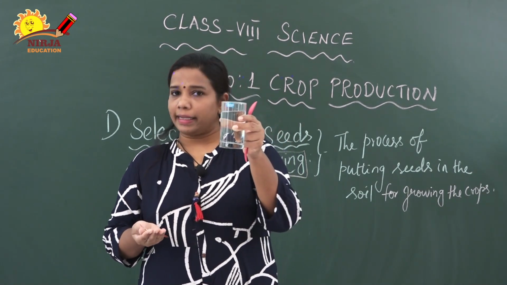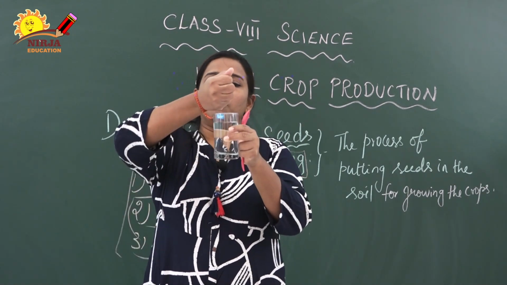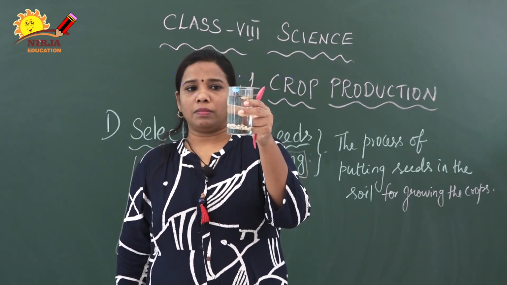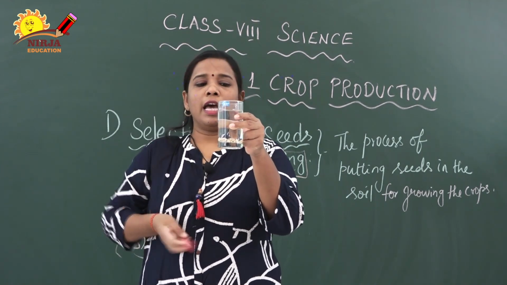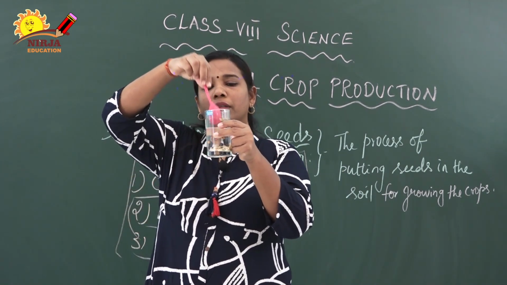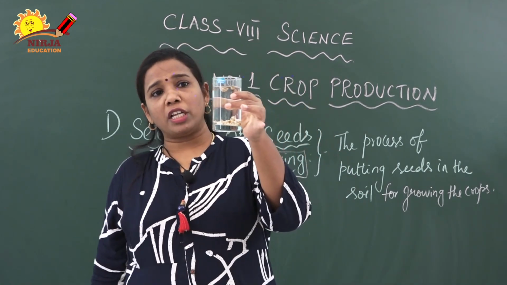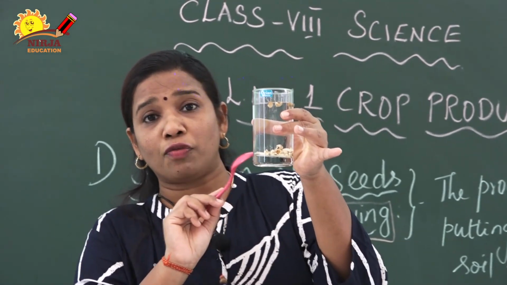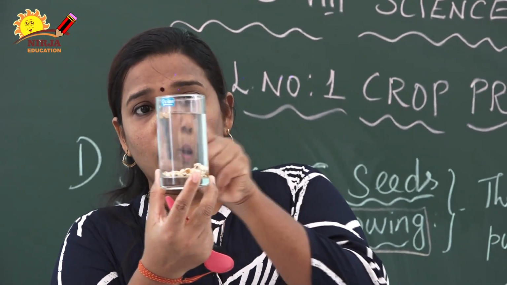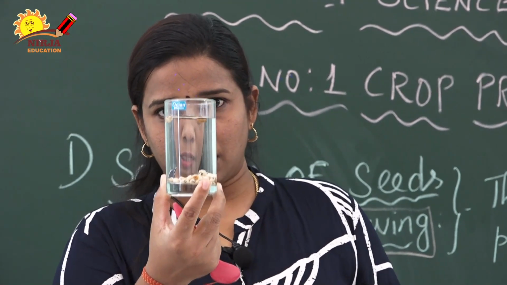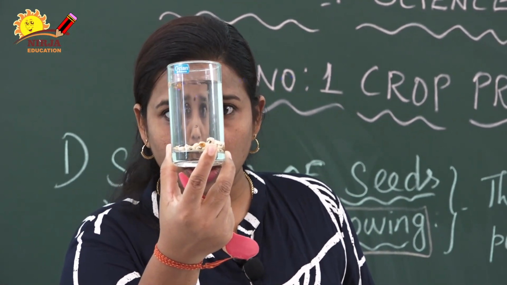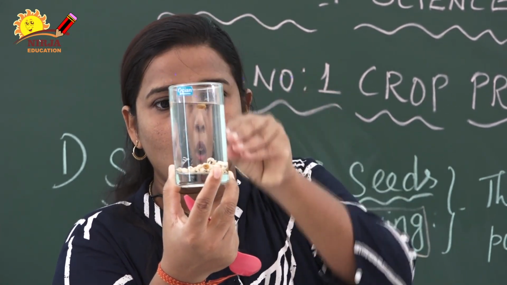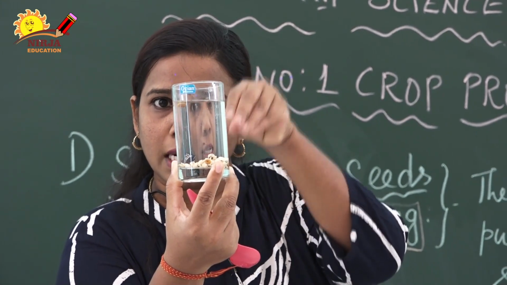First, I already have taken water. Now I am putting the seeds inside the glass of water. Now you see, children, with the help of the spoon, I am just mixing here. You might have noticed this. See here, some of the seeds are deposited at the bottom of the glass. Some of them float on the upper surface. Few seeds float on the upper surface, most of the seeds are deposited down.